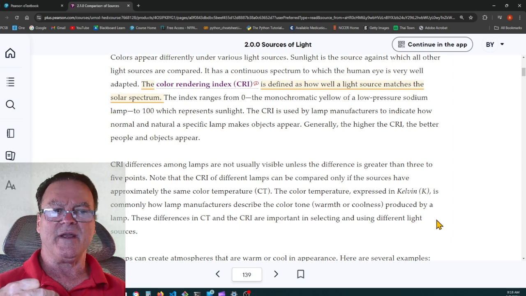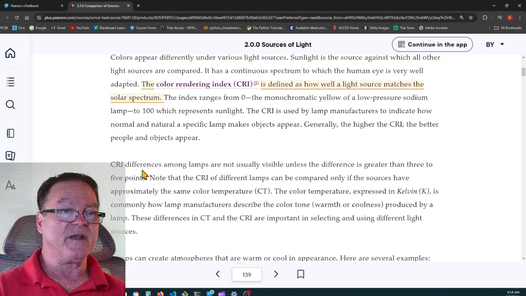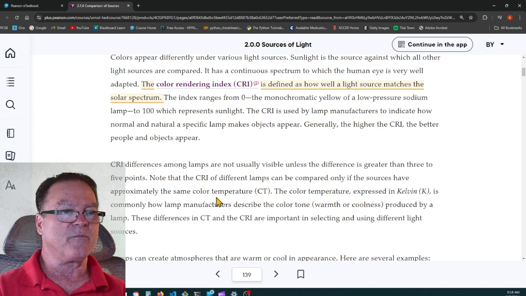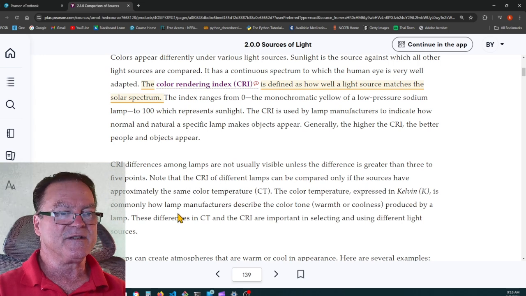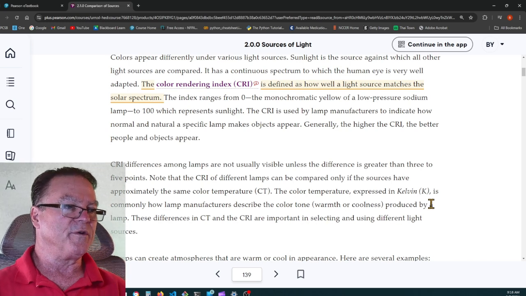They will have to look at people to see if they're pale or jaundiced, or if they're reddish, if they have a fever. They look at the color of your skin, and they need a good color rendering index in order to be able to do that. Color rendering index differences among lamps are not usually visible unless the difference is greater than 3 to 5 points. Note that the color rendering index of different lamps can be compared only to sources having approximately the same color temperature. Color temperature, expressed in kelvins, is commonly how lamp manufacturers describe the color tone, warm or cold.